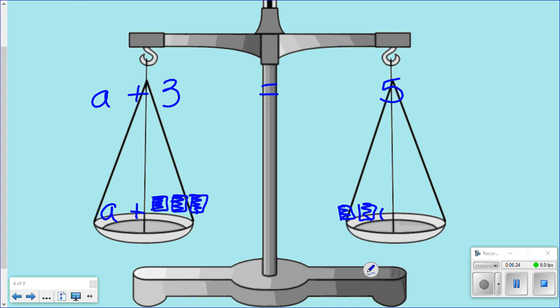1, 2, 3, 4, 5. Okay. Now my job is to find what A is. What do I have to do? I want to find what A is, and I want to get it by itself on this side.